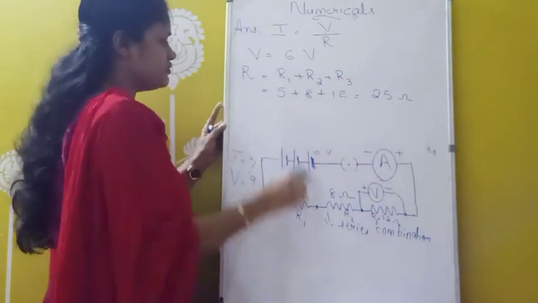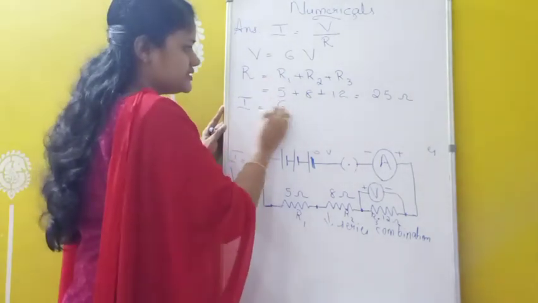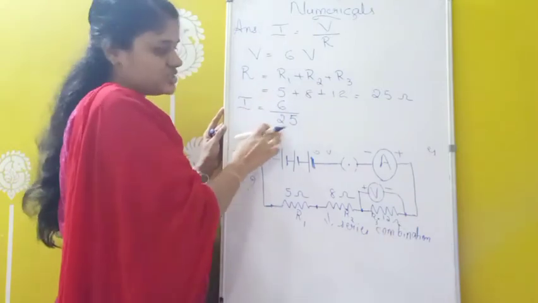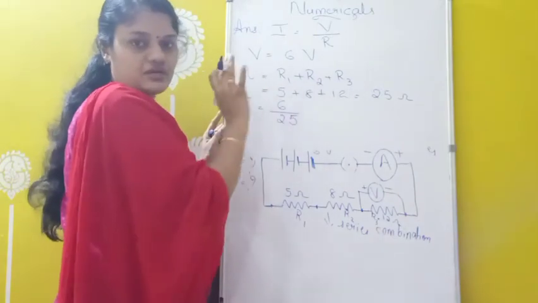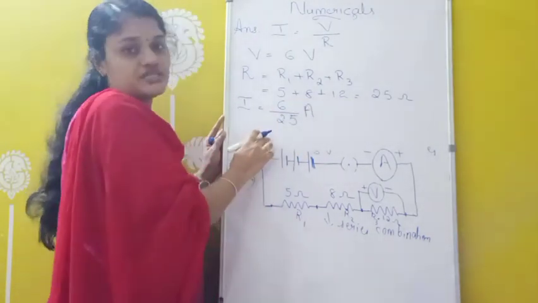So we have the formula, total current I equals V by R, which is 6 divided by 25. Nothing will be cancelled here, so you can put it like this itself, or you can convert it to decimal also. So we can write it like this, 6 by 25. What is the unit? Ampere.